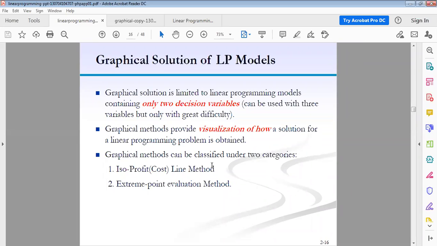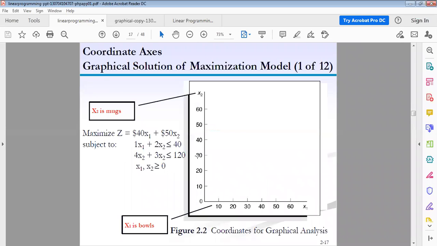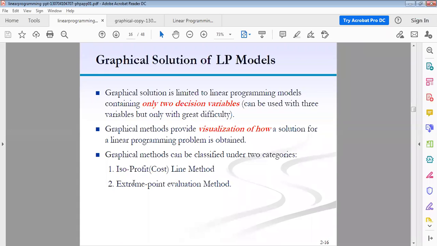Now the graphical solution: how to find the solutions graphically for a linear programming model. There will be only two decision variables, x and y. The graphical method provides visualization of how a solution for a linear programming problem is obtained. We'll use the corner method, and the iso-profit method. In business, we use iso-profit or cost, how to minimize the cost of a model. And for the extreme point evaluation method, we have to use graphical methods.